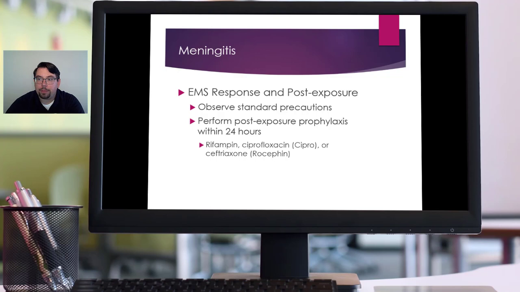For meningitis, the EMS response and post-exposure, we want to obviously again observe standard precautions. You're going to see this as a really common trend in any of these types of illnesses where there's a potential for particulates or droplets to be spread. Obviously, we want to perform post-exposure prophylaxis within 24 hours, and there are medications that we can use to help treat this, primarily if it's bacterial.